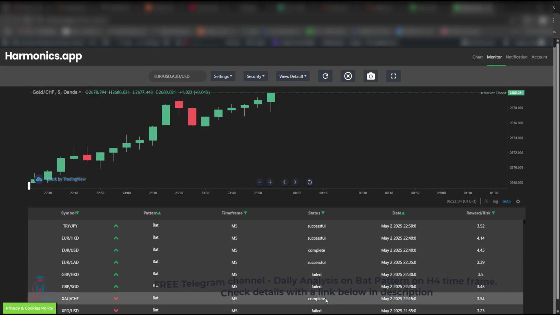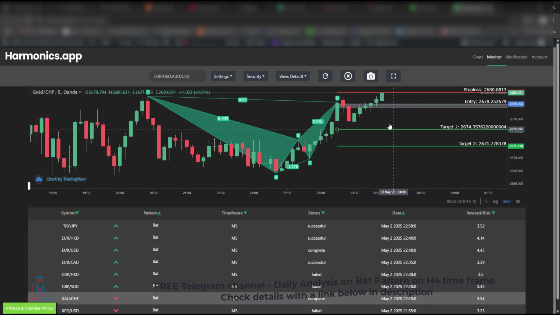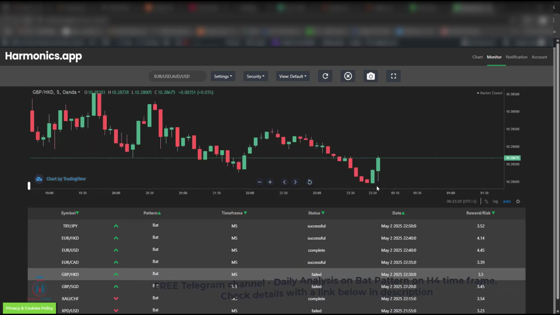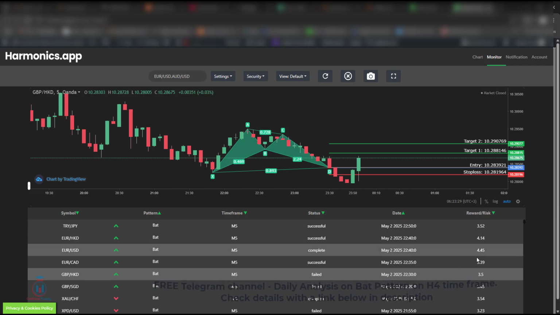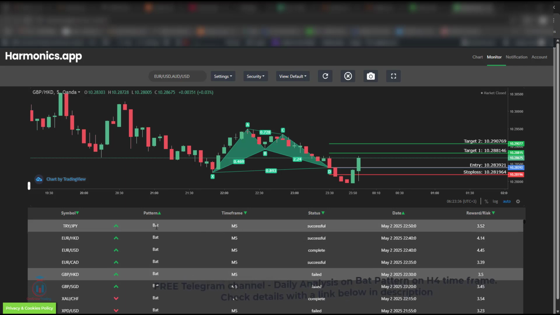Let's take a look at another example, which is an incomplete one. We can see that the price has come very close to this area of the stop loss, but still did not reach it completely, so this one is still incomplete. It will probably fail because the price has come very close to the stop loss. Then you have a failed one, which means the price has reached the stop loss already. Then you have a date when the pattern was detected, and a risk reward ratio. So you can also make some kind of analysis for a specific symbol and on different time frames for the specific pattern.